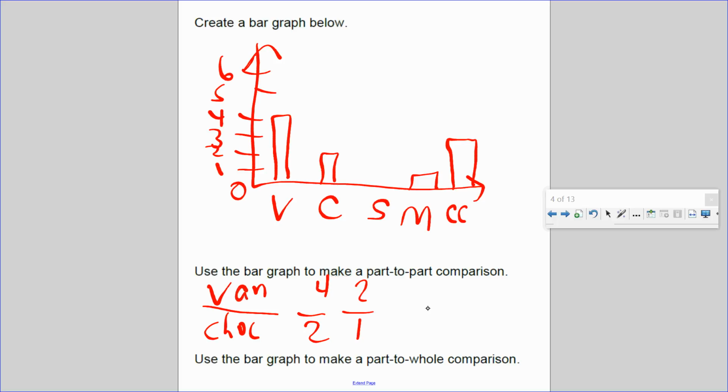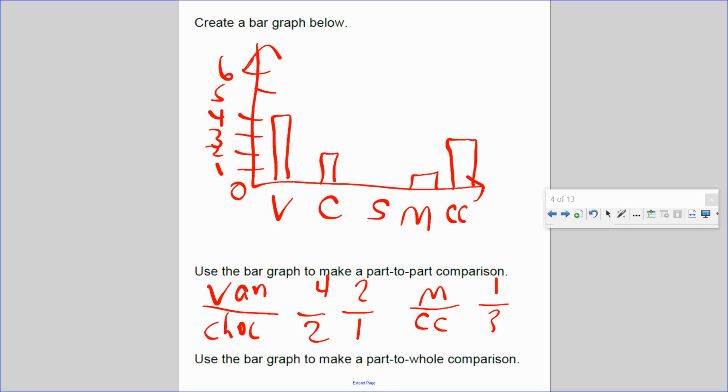What if I want to do another part-to-part of mint compared to cookies and cream? 1 person chose mint, while 3 people chose cookies and cream. So for every 1 person who chose mint, 3 people say, I like cookies and cream. So for 2 people who like mint, it would be 6 people for cookies and cream.